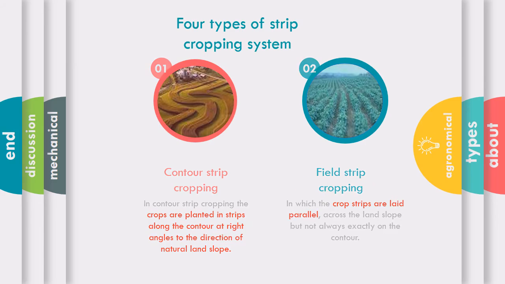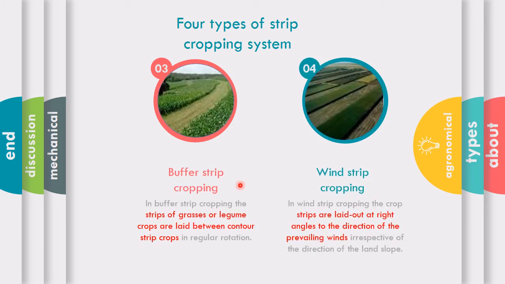Then the third one is buffer strip cropping. Buffer means some allowance or extra area. So here we are growing crops in two strips, and in between there is a buffer strip where grasses or legumes can be grown. Then wind strip cropping is where the strips are laid out at right angles to the direction of the wind. Suppose the wind is blowing in this direction, the strips are planted at right angles to it. This is called wind strip cropping.